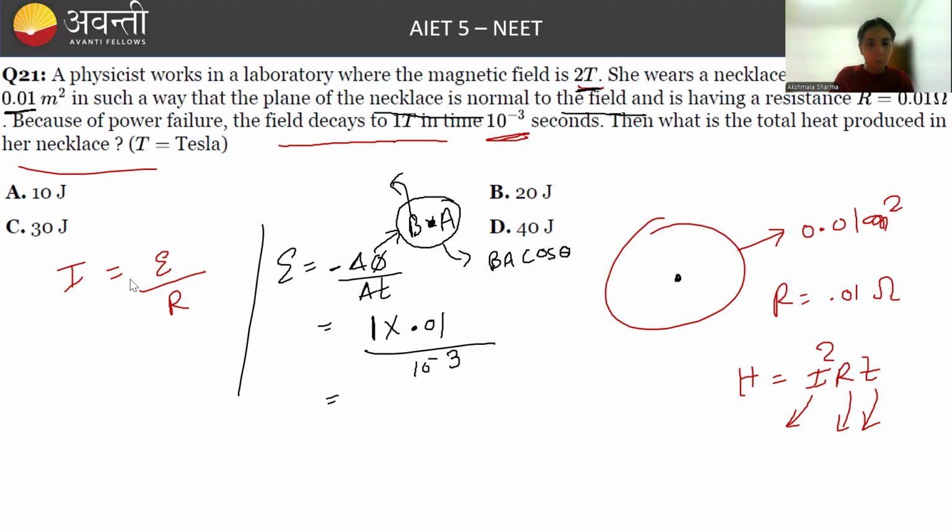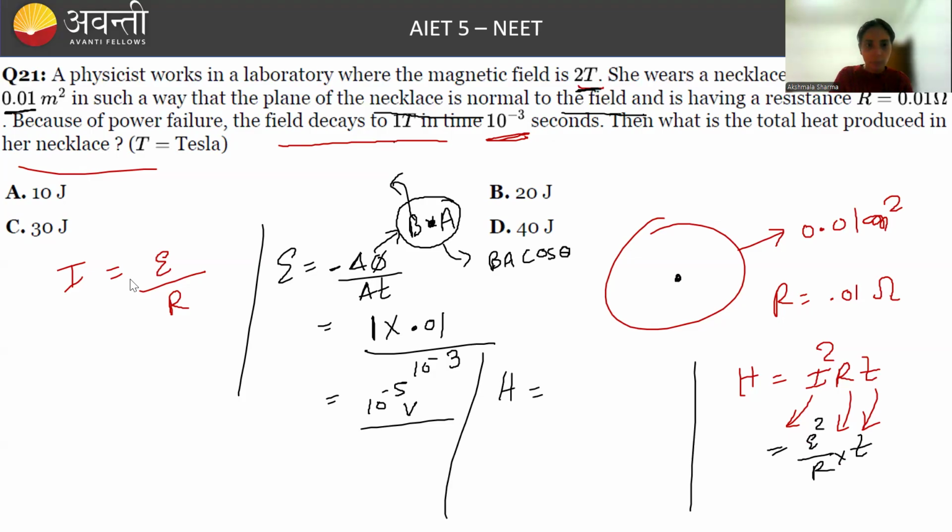So the EMF getting induced is how much? It is 10 to the power minus 5 volt. Sorry. So if you put it here, what can we write I square as? E square by R square. So basically this is E square by R into T. Now let's put the value. E square will be 10 to the power minus 10, by R, which is 10 to the power minus 2, and T is 10 to the power minus 3.